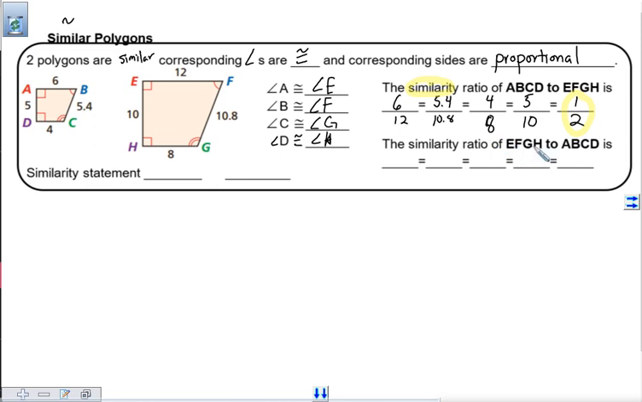Now, when we are going the other direction, from our larger polygon to our smaller polygon, those numbers flip places. So we'd have 12 over 6, 10.8 over 5.4, 8 over 4, 10 over 5, which means that our similarity ratio for polygon EFGH to polygon ABCD is 2.